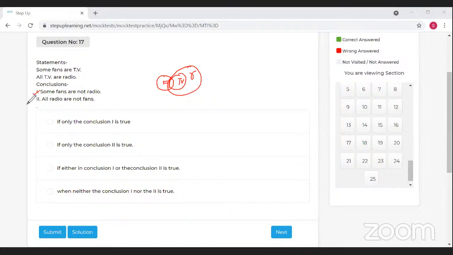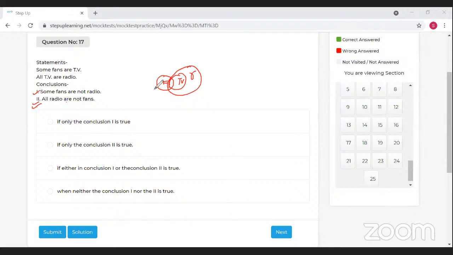I don't know, Shakti, about these 150 rules. People keep talking about them, but I simply go with the Venn diagram. I simply follow the logic. Now, all radios are not fans. Correct. Some radios are fans. So for me this is also correct, but no such option is there. They are saying neither conclusion one nor two is true, so there is confusion in this question for me also.